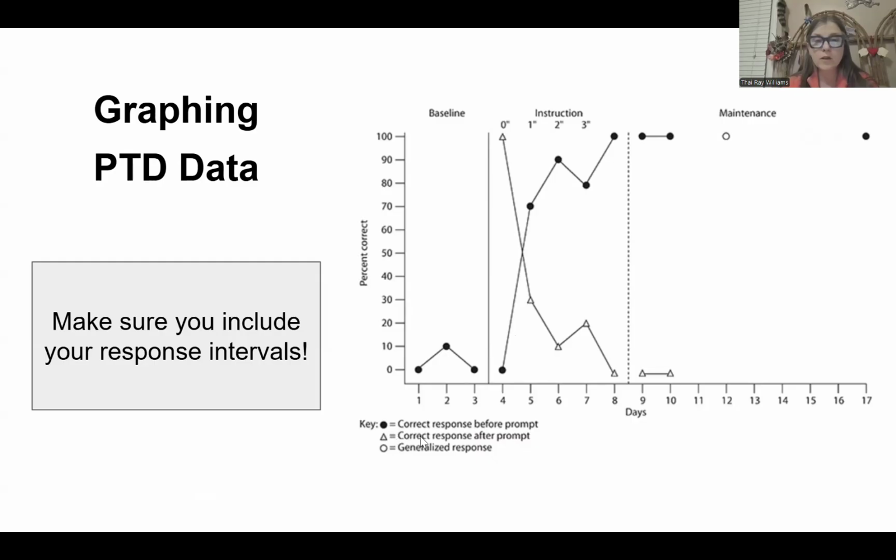And then if we're looking at the correct responses after a prompt, initially the student was only demonstrating a correct response when provided with a prompt. And you can see that the need for that prompt drastically decreased. At the end, even in maintenance, the student did not need any prompts at all. They were getting correct responses at 100% at 3 seconds, even in maintenance. So again, that's what data collection would look like for progressive time delay.